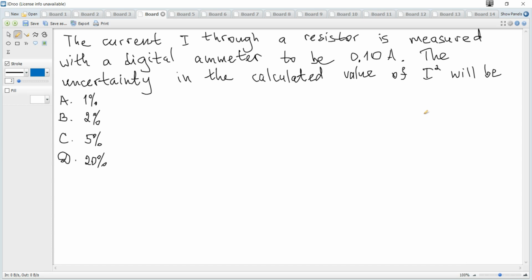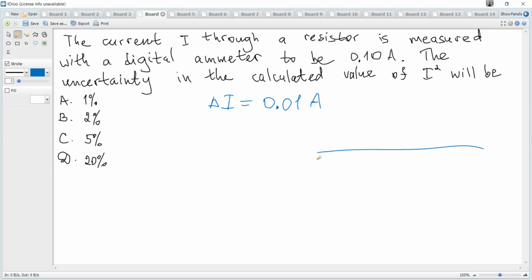If we use a digital device, the absolute uncertainty is equal to the smallest increment. And here, since it's a digital ammeter, measured correct to the hundredths, the absolute uncertainty in current is just 1/100th amps. And if we use an analog device, the absolute uncertainty will be half the smallest increment.